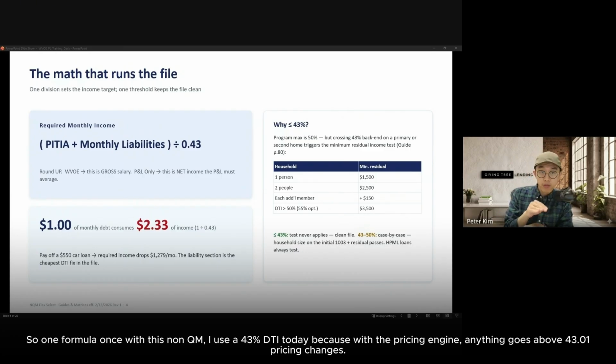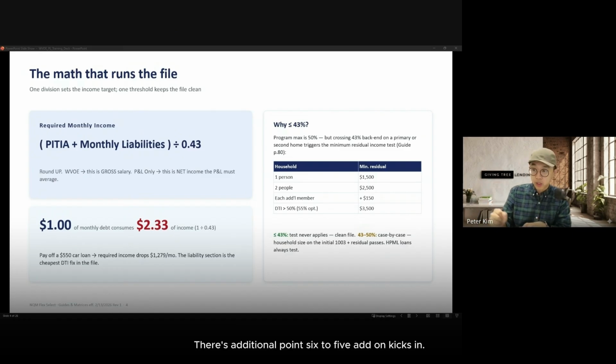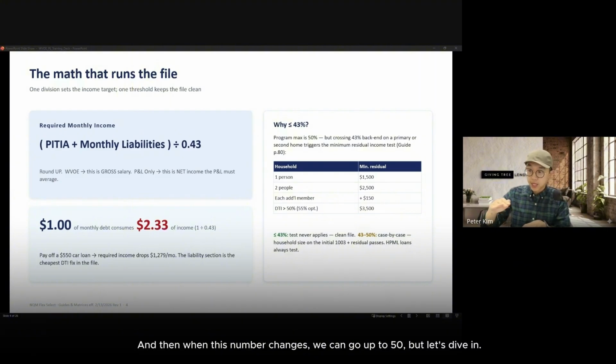One formula runs with this non-QM. I use a 43% DTI today because with the pricing engine, anything above 43.01, the pricing changes. There's an additional 0.625 add-on that kicks in. So make sure you use this 43 as a standard. When this number changes, we can go up to 50, but let's dive in.